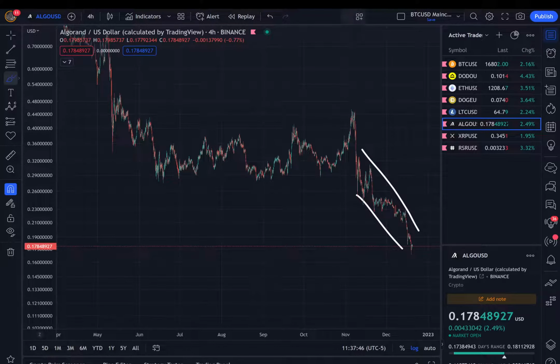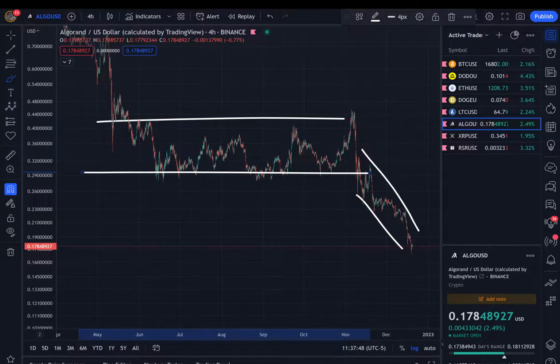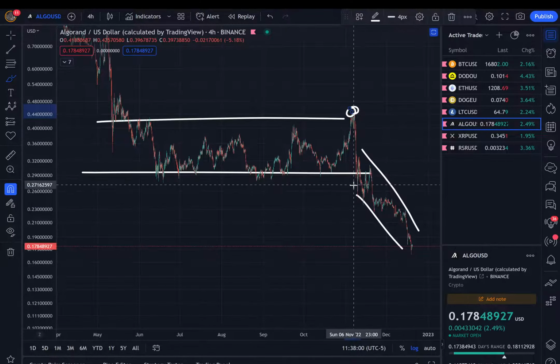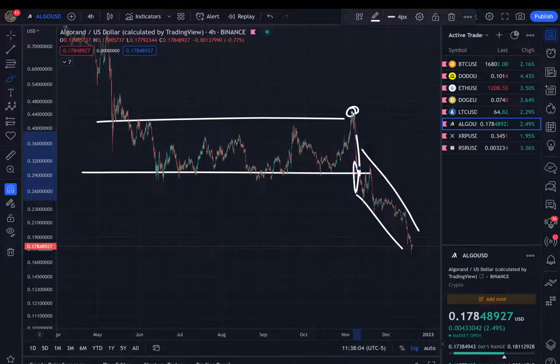So this was the bear market accumulation for Algorand, okay? And then on the FTX debacle, or, you know, when FTX happened, you got this breakdown, right here. This is a big breakdown. A big breakdown, right? And I'm going to tell you why this is big, okay?